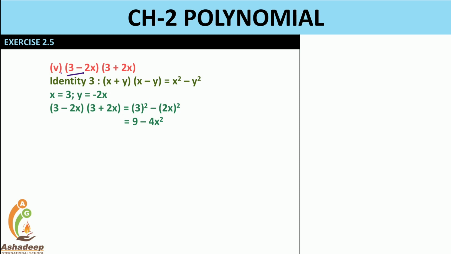3 here, 3 here, 2x, 2x, and in between minus and plus. So the identity is the third identity, and that is x plus y, x minus y is equal to x square minus y square. So if you compare these 2 brackets with these 2 brackets, instead of x we need to put the 3x, and instead of y I have to put the 2x. So square of 3 is 9, square of 2x is 4x square. Answer is done.